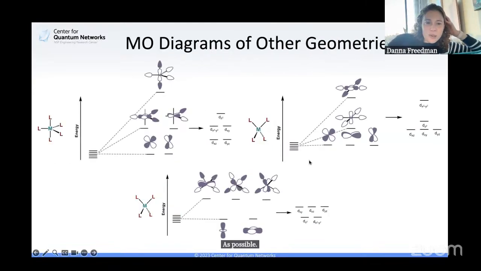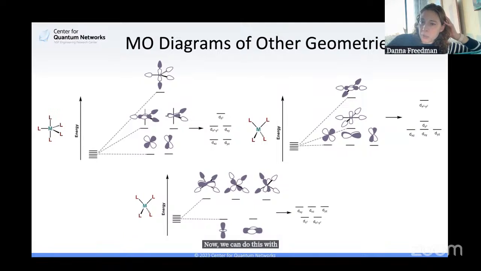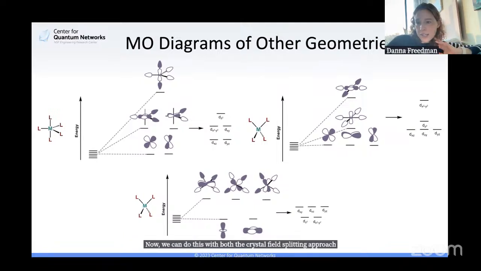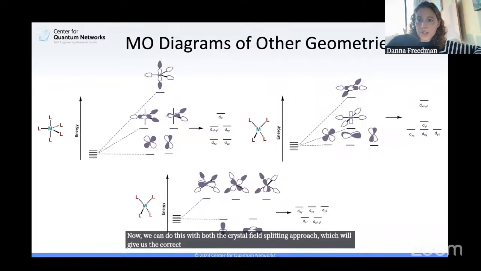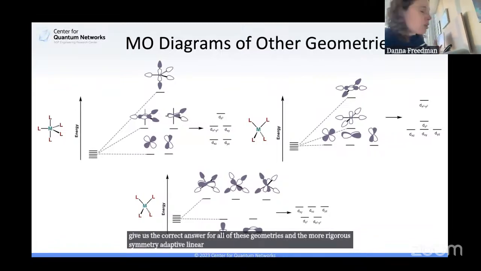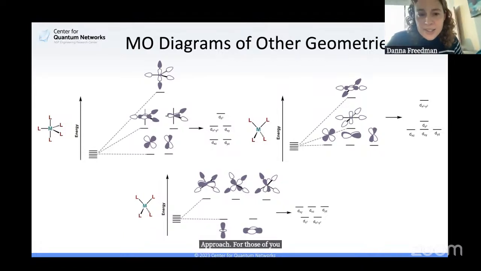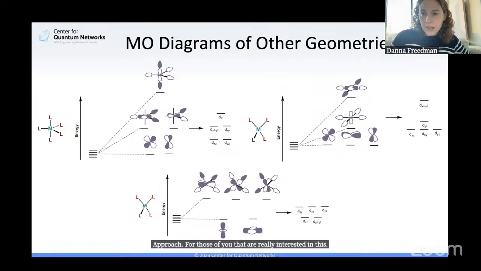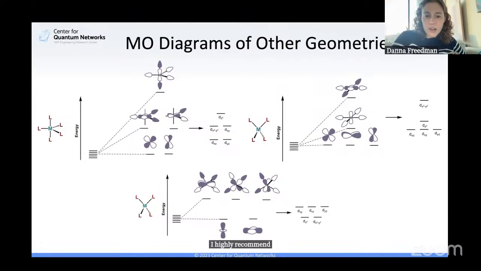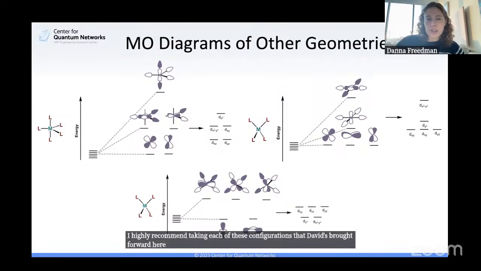Okay, so we can also employ a similar approach to look at other geometries. Now, we can do this with both the crystal field splitting approach, which will give us the correct answer for all of these geometries, and the more rigorous symmetry adapted linear combination of orbital approach. For those of you that are really interested in this, I highly recommend taking each of these configurations that David's brought forward here and practicing the crystal field splitting.